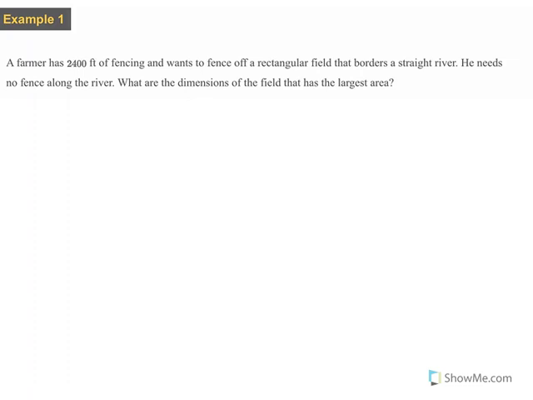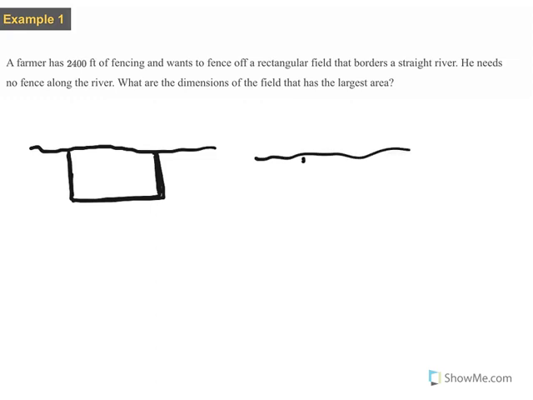All right, so first of all, what's helpful in these, and this is going to be one of the steps that we see in a minute, is to draw yourself a picture. So here's my straight river, and we have fencing, and we want to fence off a rectangular field. So I don't necessarily know whether the one side here is longer than the two that are on the other side, along the river, or if it looks more something like this. I don't know. All we know is it's supposed to be a rectangle.